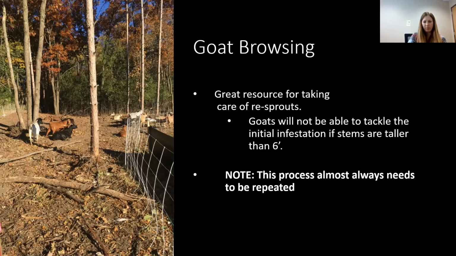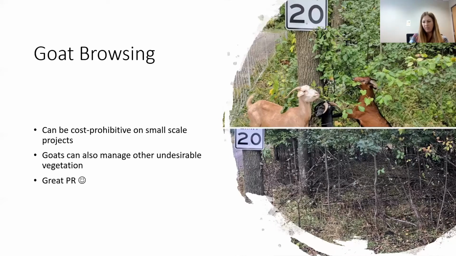This process almost always needs to be repeated. So if you're planning or budgeting for goat browsing as part of a buckthorn removal project, consider the initial removal and then 3 growing seasons or so of goat browsing following that. Again, all of this depends on the level of infestation on your project. It can be cost prohibitive on a small scale, because mobilizing the animals and setting up the fencing, particularly the fencing, adds to the cost on these small sites. And then, again, repeating the process. So always plan in your budget that it's going to have to be repeated.